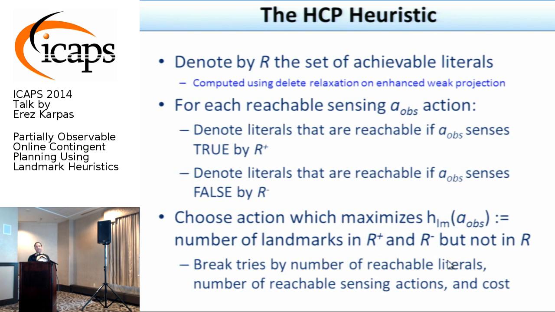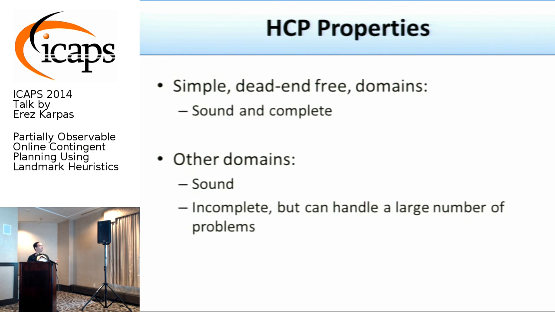And we break ties by the number of reachable literals, again in R+ and R-, but not R, the number of reachable sensing actions, and the cost to apply that action. So in simple dead-end free domains, our planner is sound and complete. Okay? In other domains, it's sound. Of course, I mean, how can you be not sound? You're just playing actions. But it's not complete. Okay? We can't guarantee that it will always find a solution. But we can show empirically that it solves a large number of problems.